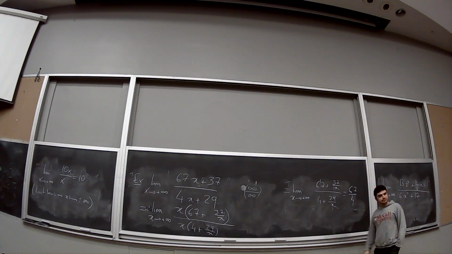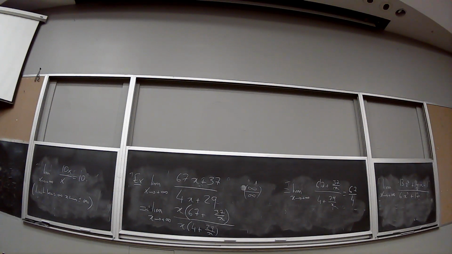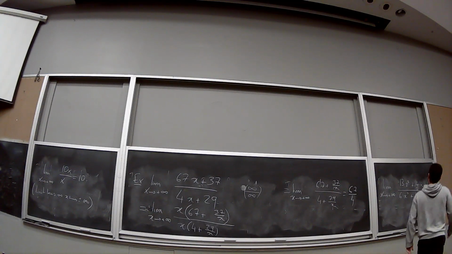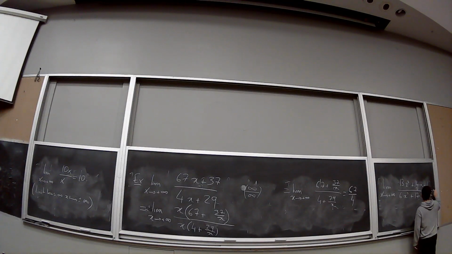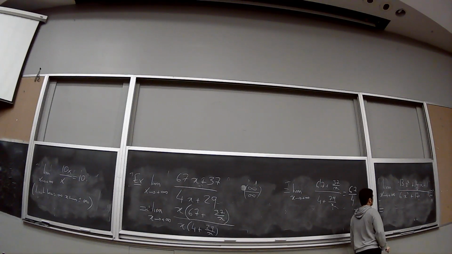Let's look at this term. I have 13x squared plus 14x plus 1 over 6x cubed plus 17. I try to plug in, what do I get? The top goes to infinity. The bottom goes to infinity. So what do I get when I plug in? Infinity over infinity. Is that good? No. So I have to evaluate the limit.